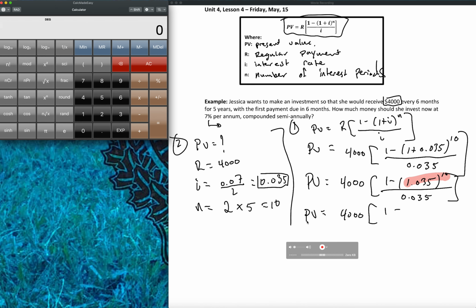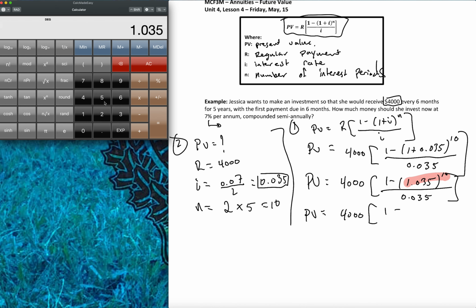That number is going to be, we got to go to our calculator, and we're going to go 1.035 to the power of 10. Gives me that, okay? And then it's going to be 1 minus that number. Well, what's going to happen?